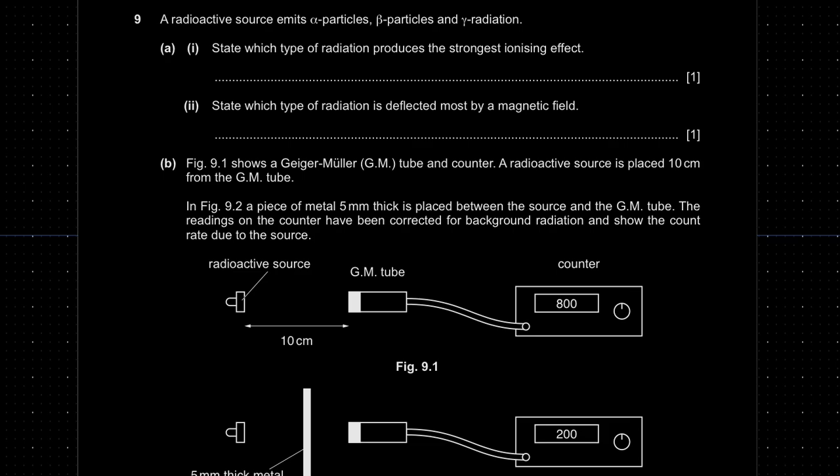9. A radioactive source emits alpha, beta, and gamma. State which type of radiation produces the strongest ionizing effect. We know because of its high charge, it's alpha. High charge and low kinetic energy allows for a lot of ionic interaction. State which type of radiation is deflected most by a magnetic field. The answer is beta, because even though alpha has a larger charge, beta has a much smaller mass, which causes it to be deflected more.